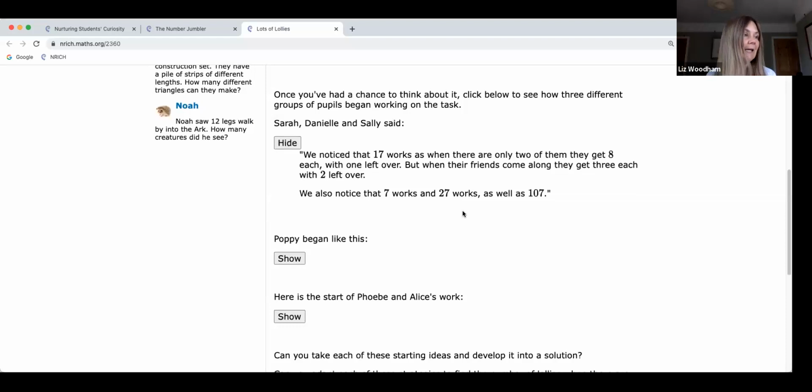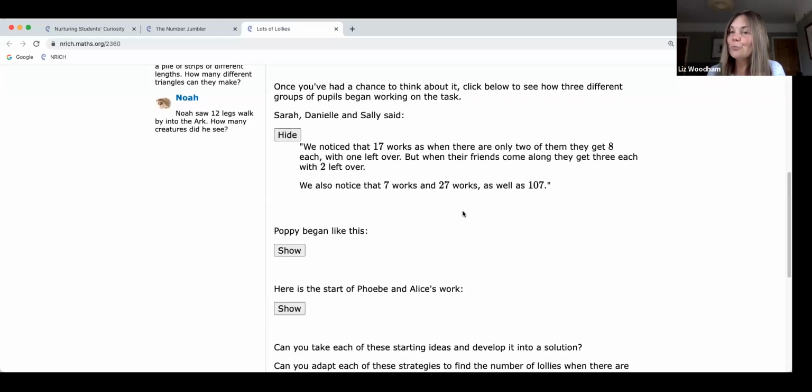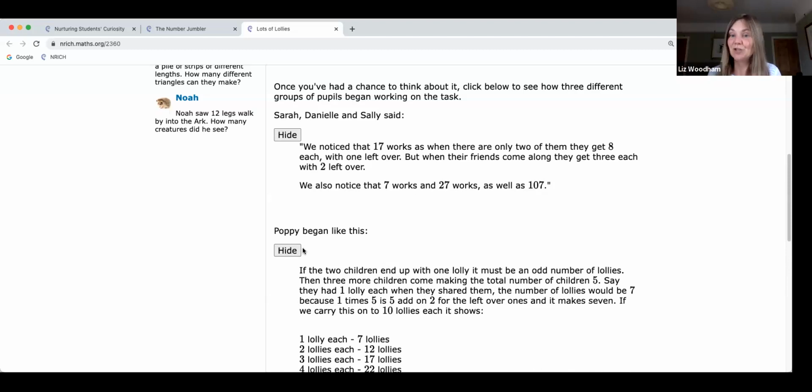Instead, on the site here, we've offered some examples of children's thinking. Now, these are all based on previous solutions we have received to this problem. So these are not randomly made up. They are based on the way that children have genuinely worked on this task.